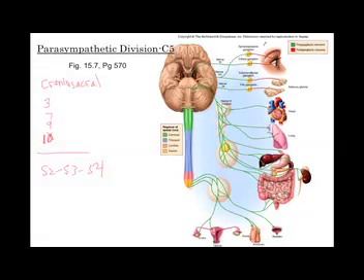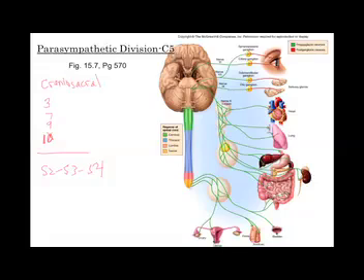Notice that cranial nerves 3, 7, and 9 specifically innervate structures in the head. 3, the oculomotor, is going to be involved in pupillary constriction. Most of what the parasympathetic does is going to be the opposite of what sympathetic does. Typically, sympathetic and parasympathetic are antagonistic to one another. Sometimes they do work together, sometimes they work alone. But typically, they are antagonistic to one another. So, if the sympathetic does pupillary dilation, parasympathetic will do pupillary constriction.